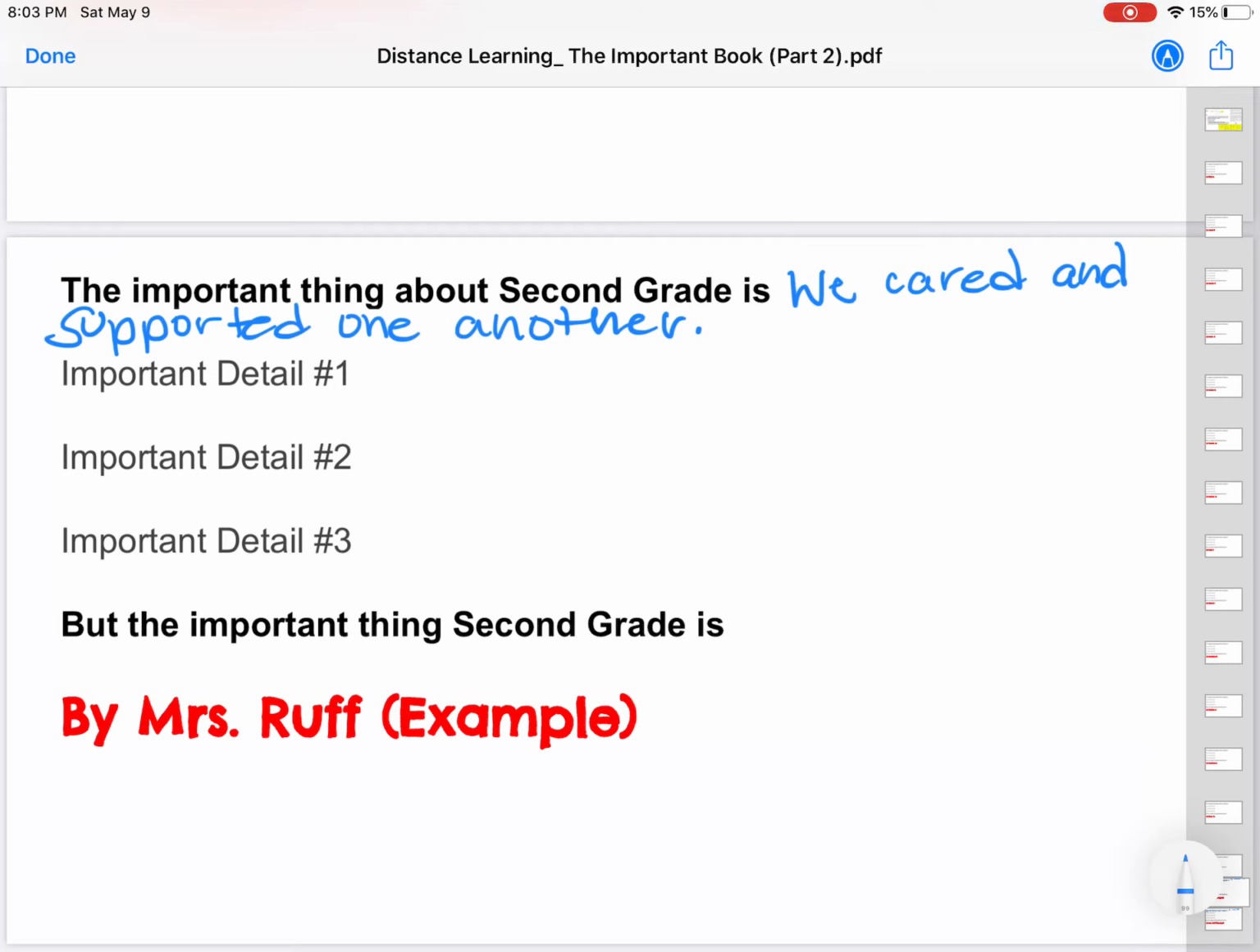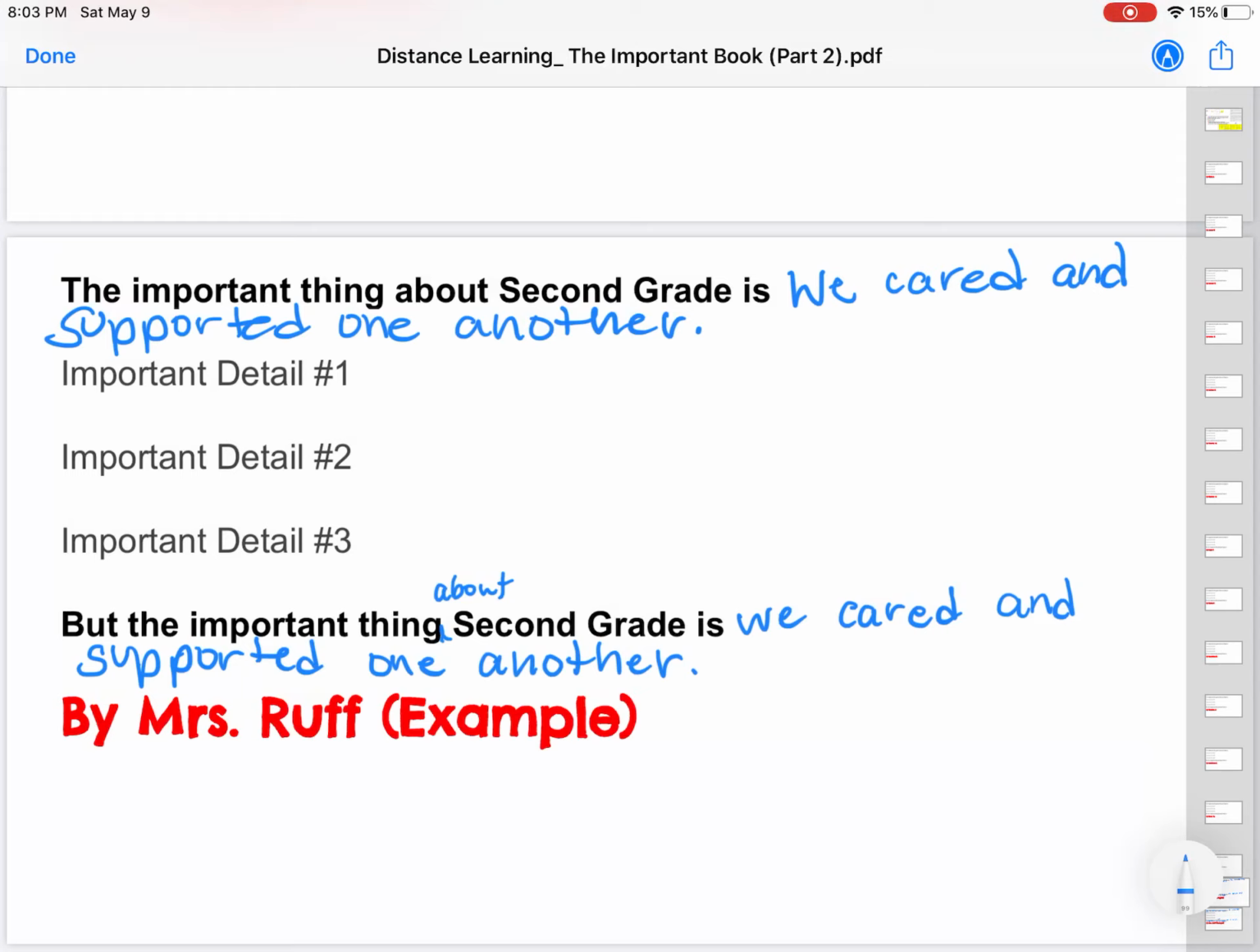And then because that's the one I start, I'm going to do it down at the bottom. Do you see where I wrote, but the important thing about second grade? Oh, I have a typo about second grade. I'll have to fix your slides. Is we cared and supported one another. So now we just have to fill in the middle ones, right?